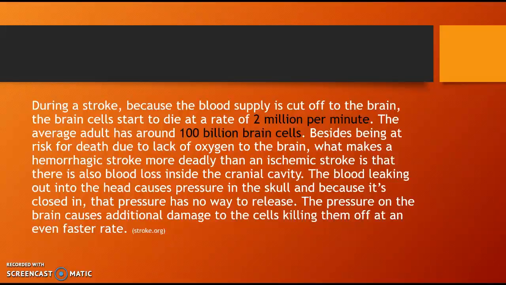During a stroke, because the blood supply is cut off to the brain, cells start to die at a rate of 2 million per minute. The average adult has around 1 billion brain cells. Besides being at risk for death due to lack of oxygen to the brain, of course, what makes a hemorrhagic stroke more deadly is the blood loss inside the cranial cavity. It causes pressure inside of the head. The blood has nowhere to go, and it starts to build up pressure inside the skull.